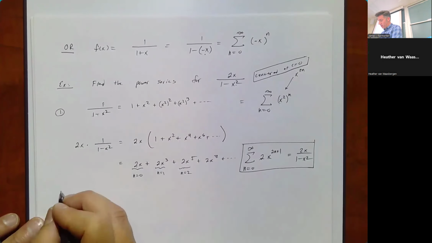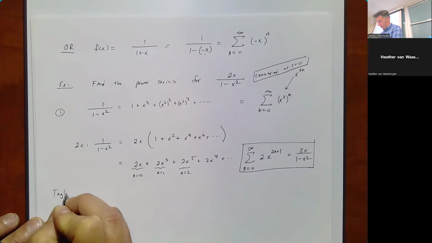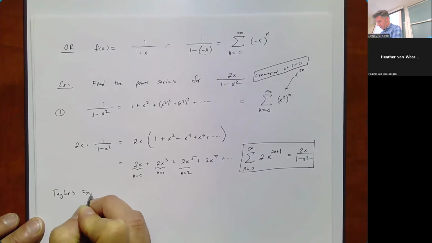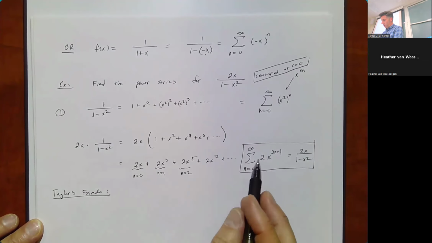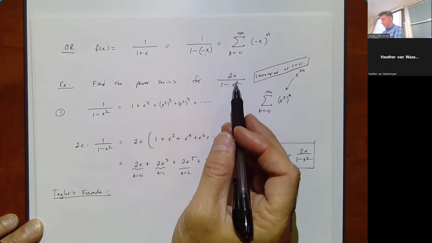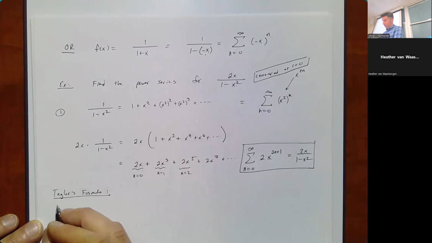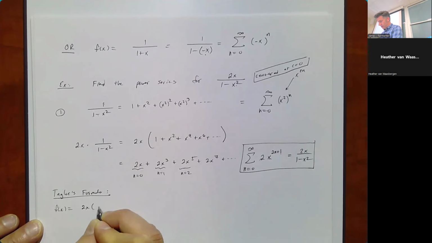Let me show you what I mean. So if you're trying to use Taylor's formula, well, the derivative, so I'm going to start with 2x over 1 minus x squared. I'm probably going to write it as a product. I have f of x equal to 2x times 1 minus x squared to the negative 1. And things are going to get terrible fast.